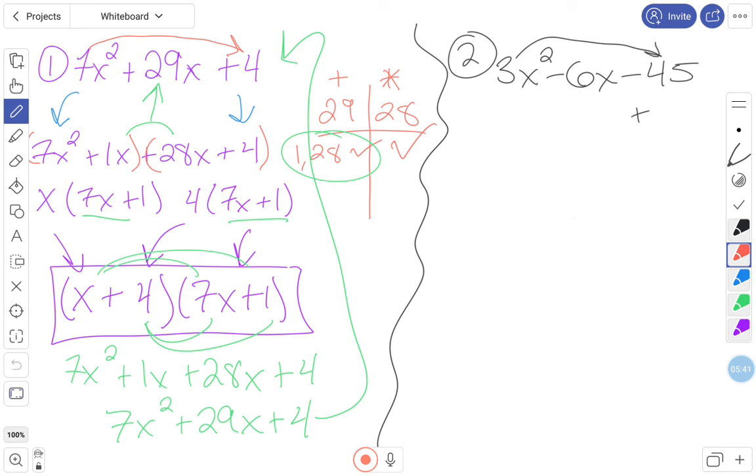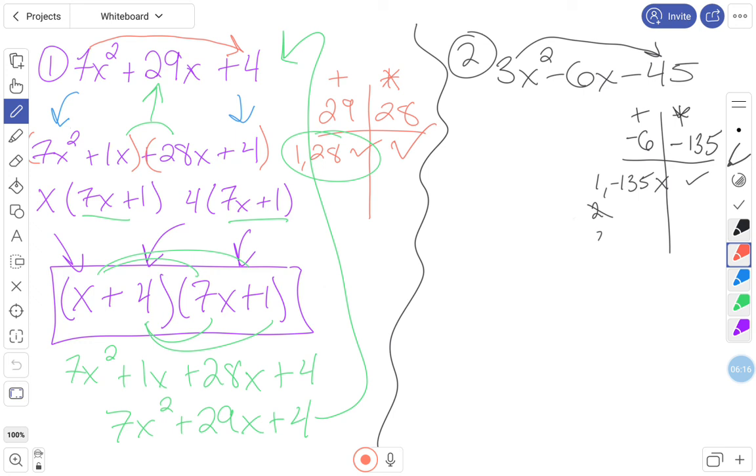So what adds to negative 6, but multiplies to negative 135? Now you might need to grab a calculator here. I've got my phone handy so that I can do this. I'm saying, okay, 1 times what is negative 135? That would be negative 135. However, that does not add. 2 does not evenly divide, so I'm not even going to go there.